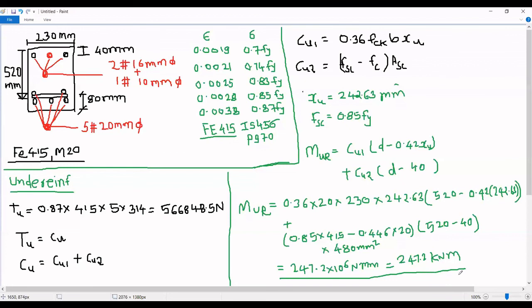So I hope at the end of this short video, you have understood the process of analysis of a doubly reinforced section. In the next short video, we will summarize all the things that we have done about doubly reinforced sections, and we will also meticulously define when we treat an RC section as a doubly reinforced section. So with this, we will stop for today. Thank you.